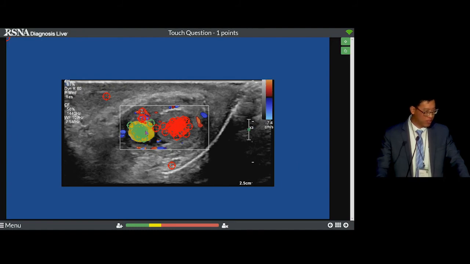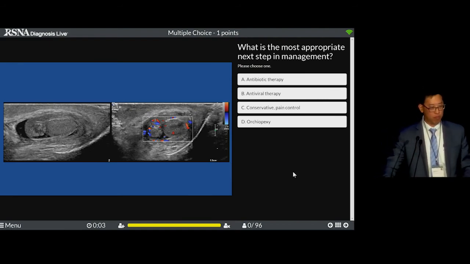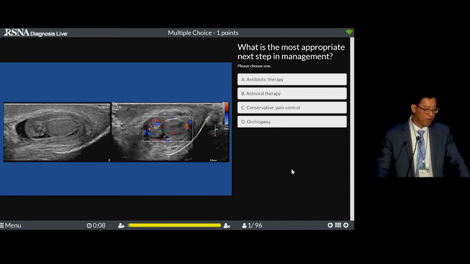So the yellow is the actual area of abnormality. So with that knowledge, what's the most appropriate next step in management? Is it antibiotic therapy, antiviral therapy, conservative pain control, or orchiopexy?